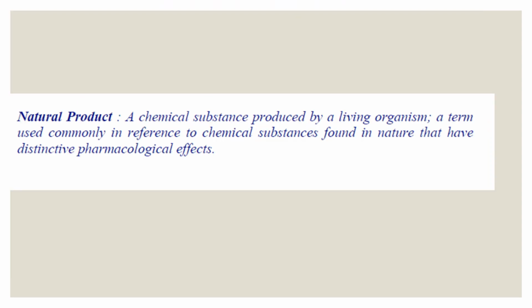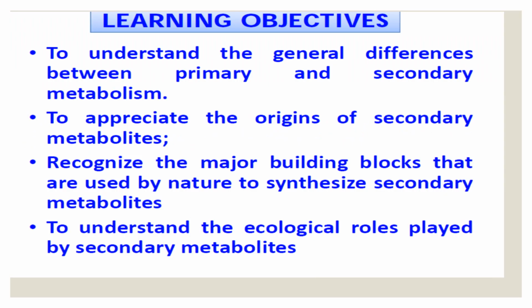Before dealing with primary and secondary metabolites, first, what do we mean by natural product itself? We define a natural product as a chemical substance produced by living organisms, and this term is commonly used and refers to chemical substances found in nature that have distinctive pharmacological effects. Any chemical substance produced in a living organism is a natural product. This living organism encompasses organisms like bacteria, fungi, plants, algae, and different marine species as well. Any chemical that emanates from such living organisms is known as a natural product, and natural products commonly have pharmacological effects.